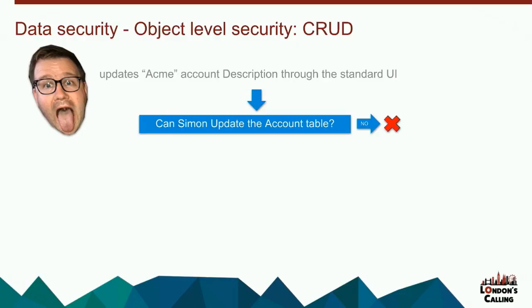Let's see this with an example. Say that Simon wants to update the ACME account, which is a record that already exists in the organization, description field, through the standard UI, and say the standard UI for now. Salesforce is going to first check if Simon has update access from the UI over the account table. This is going to be the first check, the object-level security check. And if Salesforce determines that Simon doesn't have access at all, the process will stop there.